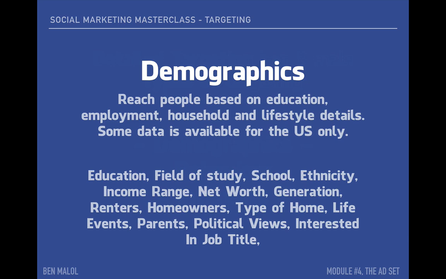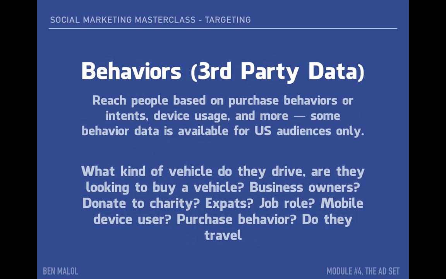So demographics is anything from the education that the person has to the field of study, school, ethnicity, how much they're worth, the generation, are they homeowners, are they renters, what type of home do they have, is it like a condo, is it a house, any life events, are they parents, and so on and so on. Okay, so that's demographics, that's demographical targeting. Okay, so after that we have behaviors. Now, most of behaviors are third-party data.